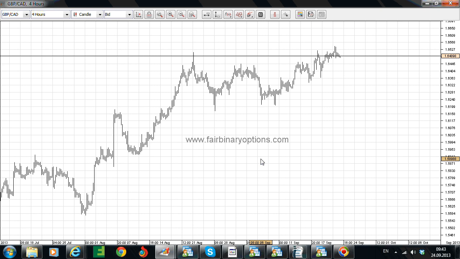Hello there, here at fairbinaryoptions.com, and this is the Great Britain pound Canadian dollar 4-hour chart. This is the asset you can choose when you trade with us at fairbinaryoptions.com.